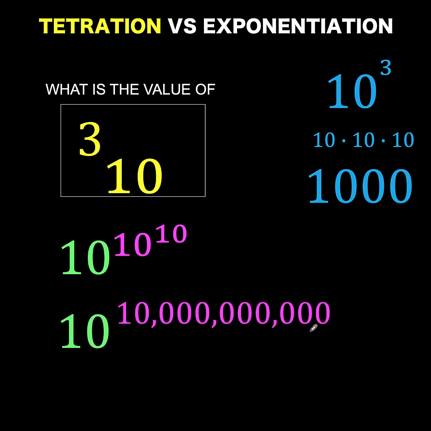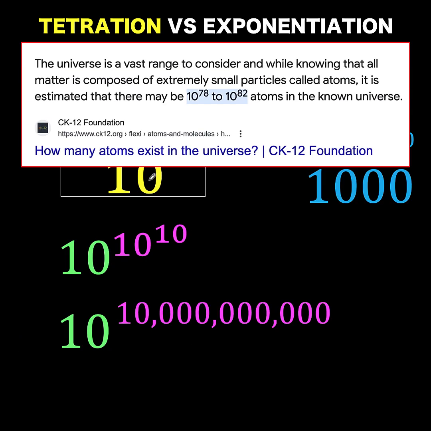Now, can we expand this? Theoretically, yes, it's just 1 followed by 10 billion zeros. But how big is that? For perspective, let's look at how big our known universe is. It is estimated that the known universe has approximately 10 to the 78th up to 10 to the 82nd atoms. And this is nowhere near 10 raised to 10 billion.